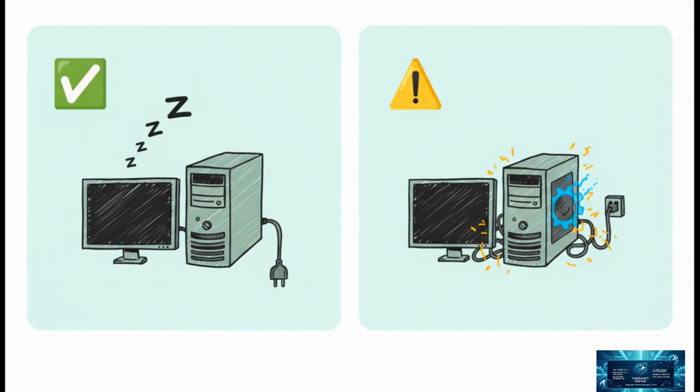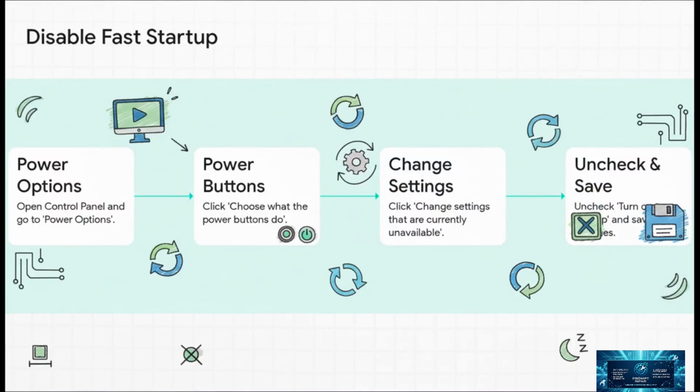Windows kinda cheats. It saves a chunk of your system's state to a file, so it's really part shutdown, part hibernation. This can cause all sorts of weirdness, like updates not applying correctly, or driver glitches that just never seem to go away. And the best part? Turning it off is super easy. It's actually one of the first things I do on any new Windows machine. Just follow these steps, and you'll guarantee that every single time you shut down, you're getting a completely fresh start the next time you boot up. This one little change can make a world of difference.